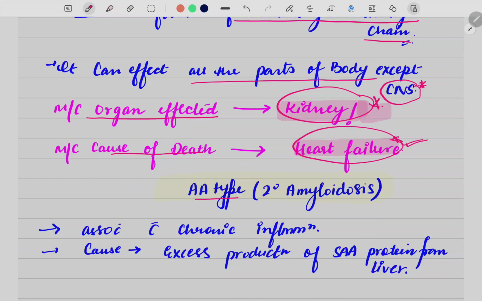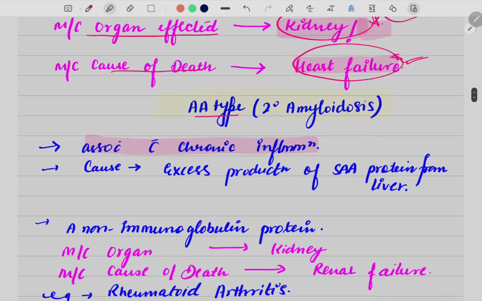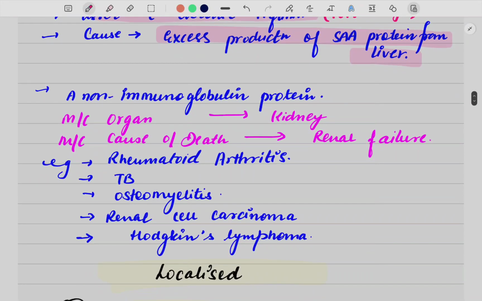Now coming to the AA type, which is said to be secondary amyloidosis. Now this is associated with chronic inflammation. Whenever chronic inflammation occurs in the body, which means inflammation that persists for a very long period of time, then it is a case of secondary amyloidosis. Again, the cause here is excessive production of the SAA protein in the liver. Whenever the SAA protein in the liver is excessively produced, it leads to a condition known as secondary amyloidosis. Again, remember, it is a non-immunoglobulin protein, unlike the AL type.